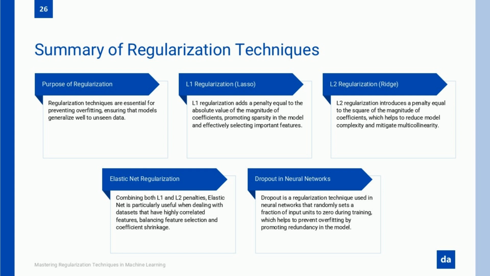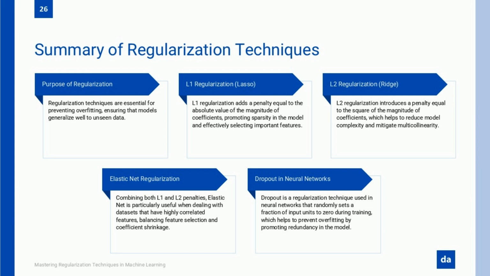4. Dropout in neural networks. Dropout is a technique where a random subset of neurons is dropped out, set to zero, during training. Key benefit: prevents over-reliance on specific neurons, forcing the network to learn distributed, robust representations. Best use case: deep learning models, particularly in image recognition and NLP tasks.